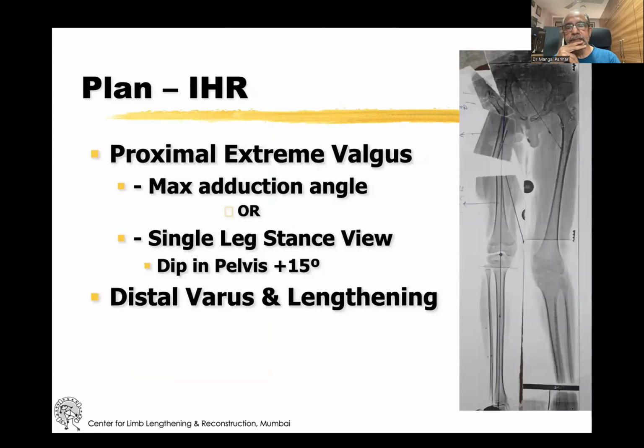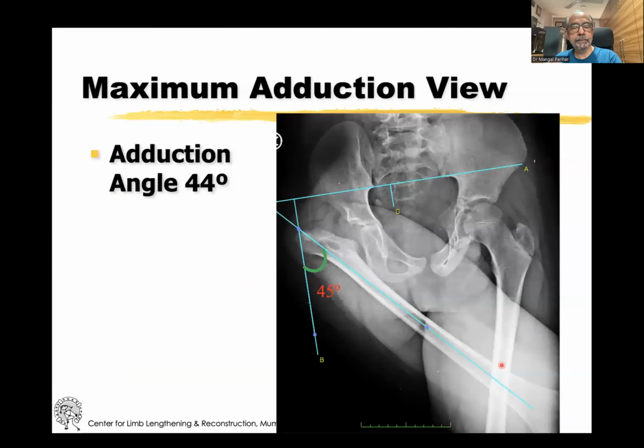So effectively, this is how we are going to plan that. The proximal extreme valgus, as I said, with the maximum adduction angle, and distally over here usually tends to be around the midshaft. We do the osteotomy and lengthening, and with that you can see that the axis is straight. So that's his adduction angle of 44 degrees.